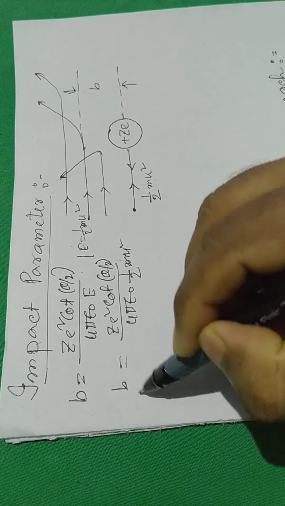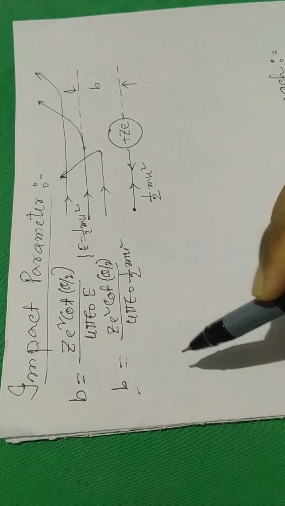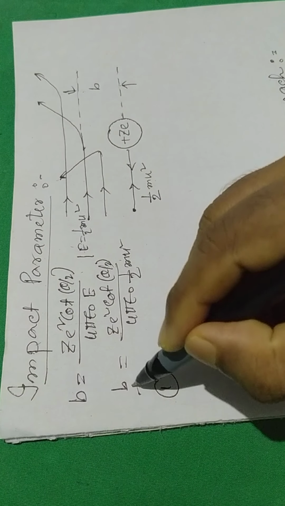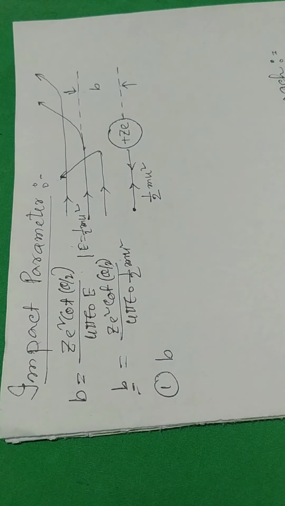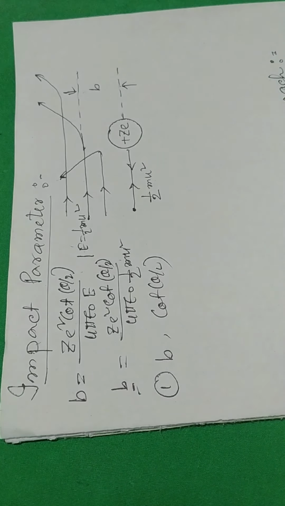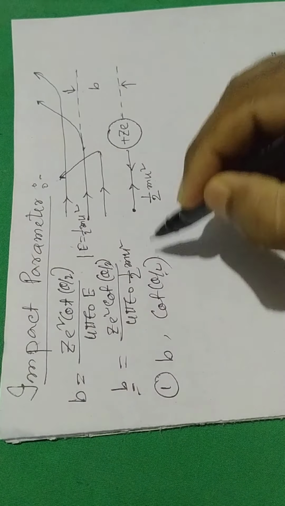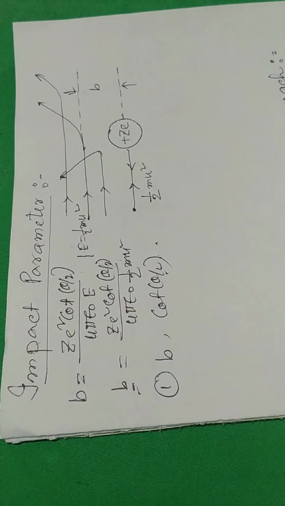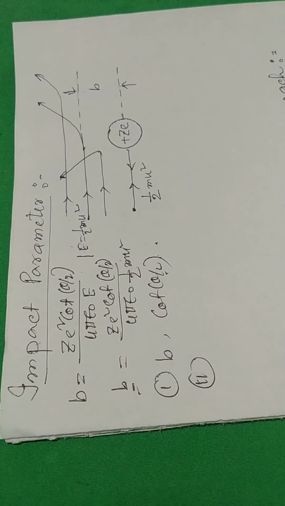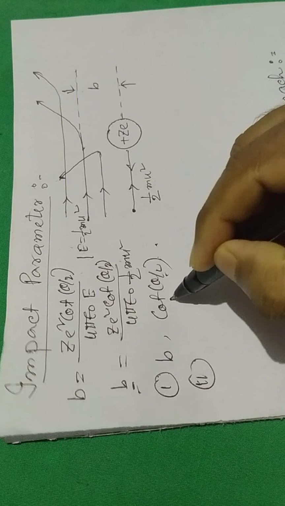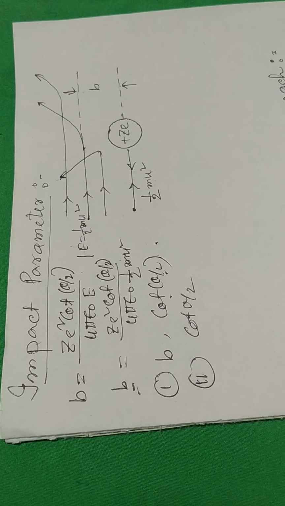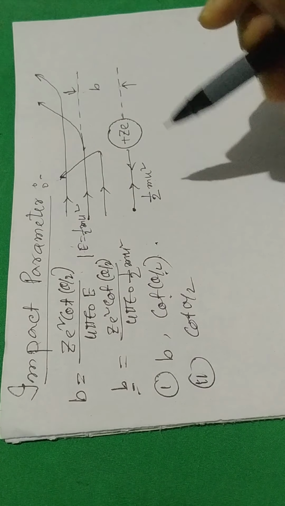Now from this equation it is clear that, number 1, for a large value of impact parameter b, cot(θ/2) is large. Hence the angle of scattering theta is small. Number 2, if impact parameter is small, then cot(θ/2) is small, then the angle of scattering is large.